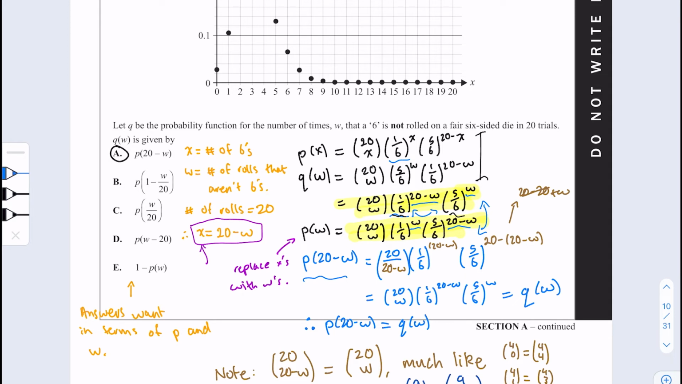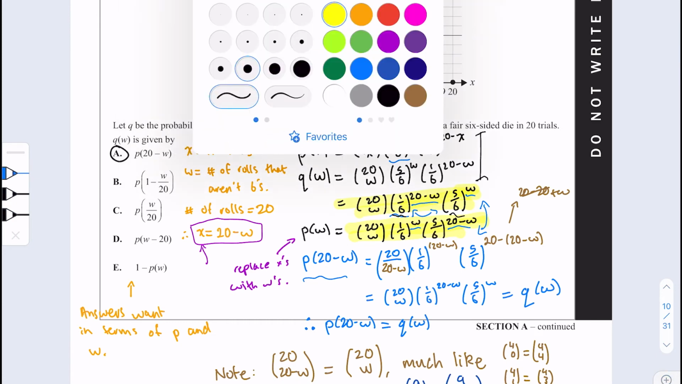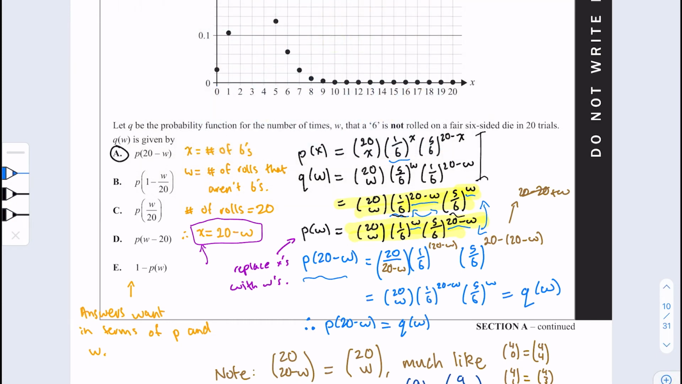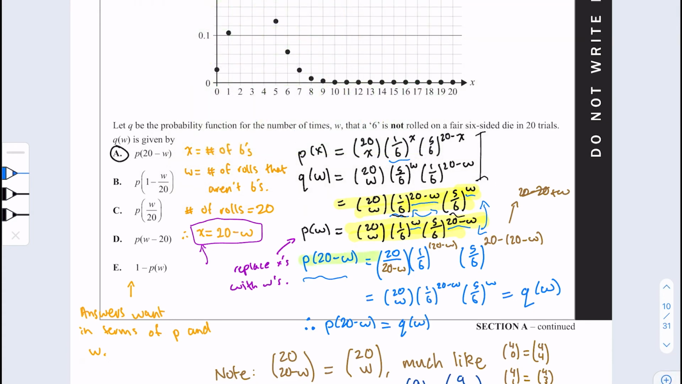So the probability of success is going to be the probability that X is successful, which is 1/6, because the chance of rolling a 6 is 1/6. So we do P of 20 minus W. So whenever you see a W for this one, or an X for this one, you put a 20 minus W. And then we end up with this.